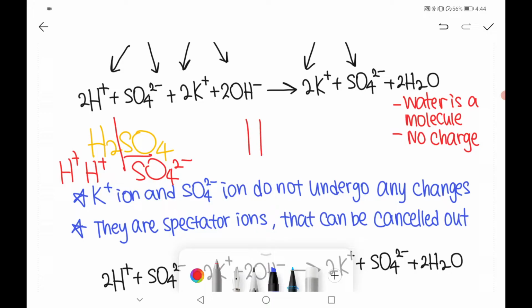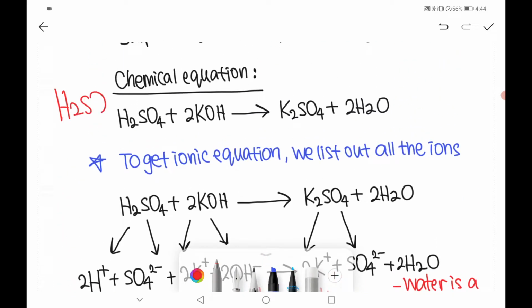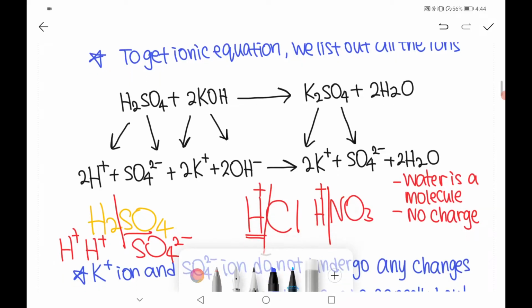Because when you have HCl, you cut it, you only produce 1H plus. When you have HNO3, nitric acid, you cut it, you produce 1H plus. But we know sulfuric acid is a diprotic acid. When we cut it, you will get H plus and H plus, so a total of 2H plus. H2SO4 has 2 hydrogen. When we cut it, we get 2H plus and SO4 2 minus. This is very important.